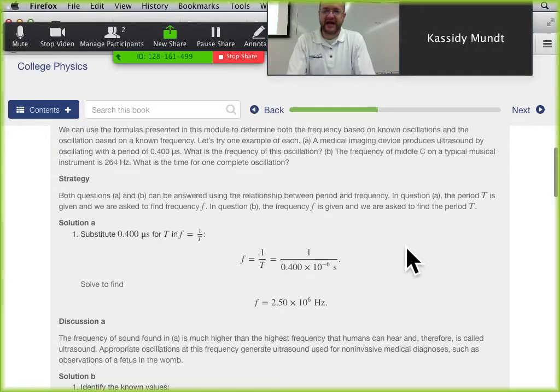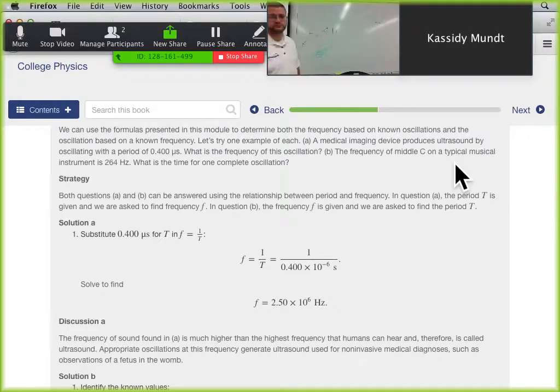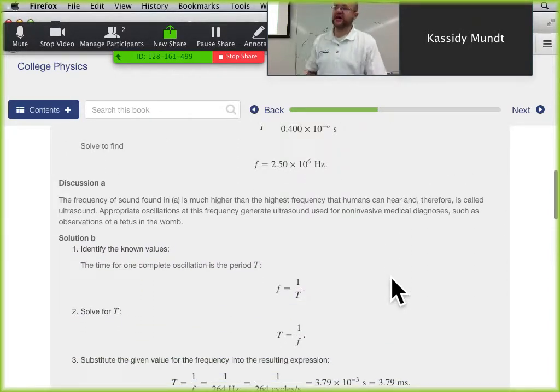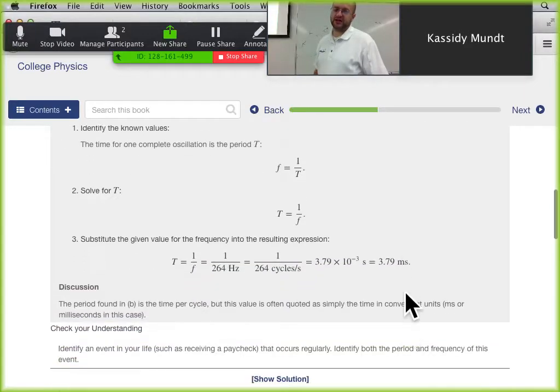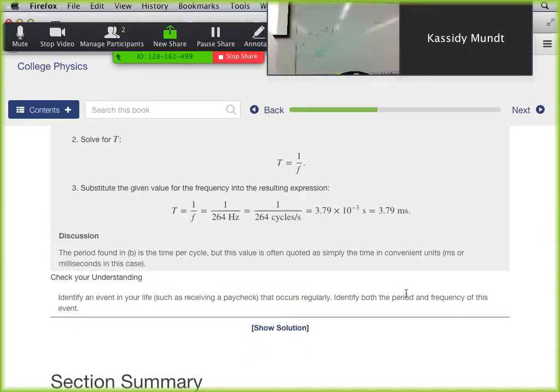In part B, though, they ask the frequency. In part B, they say the frequency of middle C in a typical musical instrument is 264 hertz. And we want to know the time for one complete oscillation. So the time for one complete oscillation, use the same equation. Frequency is 1 over time, solve for the time, the period, and you get 3.79 milliseconds is the time that it takes for one of those waves to complete its oscillation at middle C.